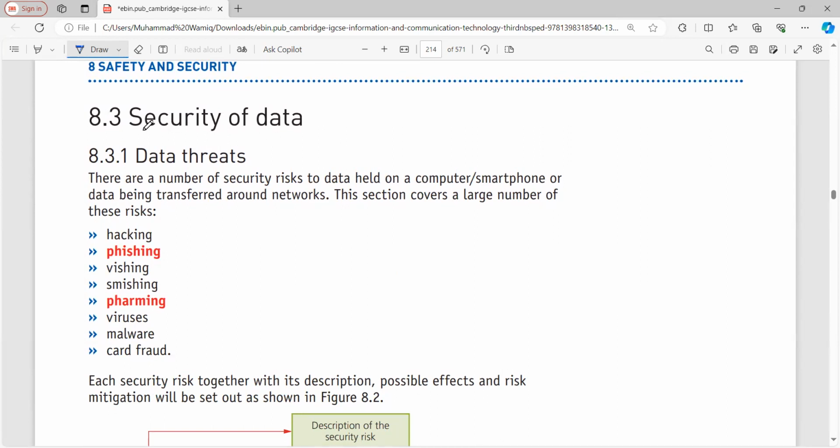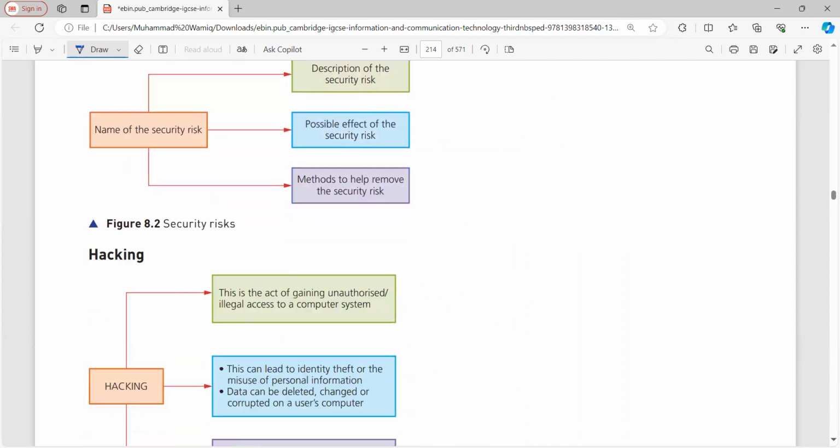The last one is 8.3, which is the security of data. While using the internet, I have some examples of data security threats: hacking, phishing, smishing, vishing, viruses, malware, and card frauds as well. So let's discuss each of them one by one.